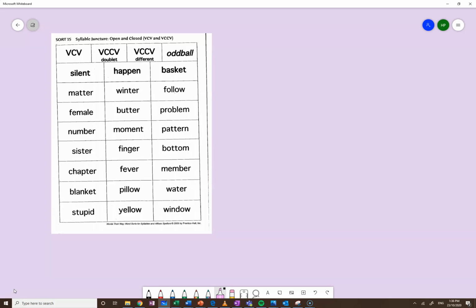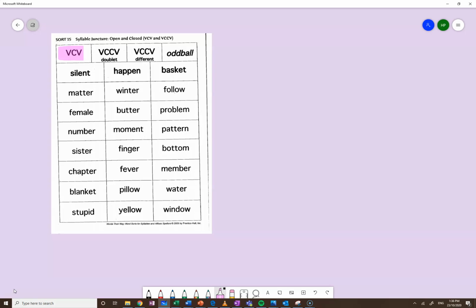Now the first thing we need to remember is what a syllable juncture is. And that's when we break up the word into its different sounds, and sometimes clapping will help us. The second thing we need to focus on are the vowels and the consonant patterns around that syllable juncture. And the third thing we need to focus on is the short and long vowel sounds made in that first syllable. So let's start by having a look at the spelling patterns we have today.